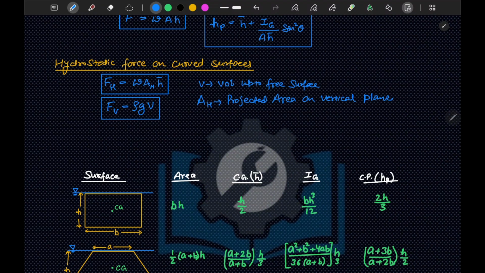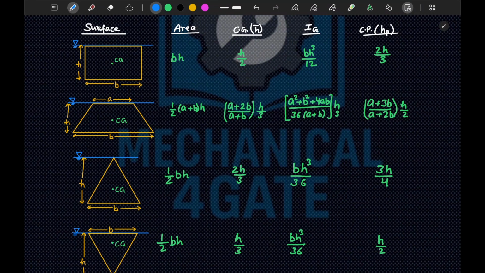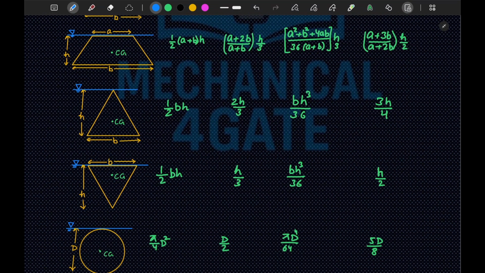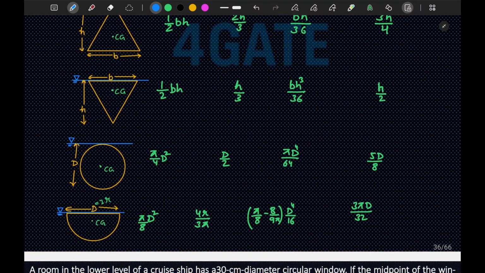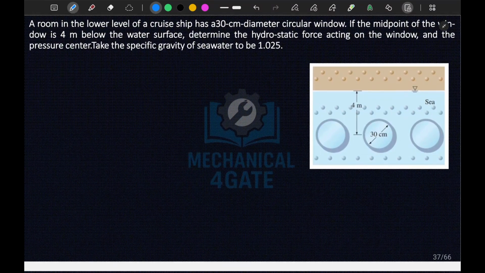Now these are a few examples for different surfaces. I have mentioned area, center of gravity, their moment of inertia about CG, and center of pressure. This I have also mentioned in your class lecture. So now we will start with our questions. This is our first question.